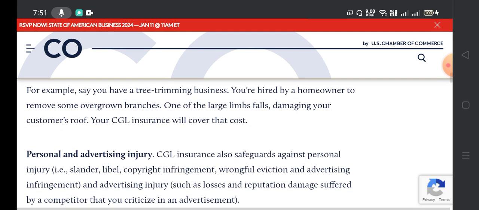So, for example, say you have a tree trimming business, and you are hired by a homeowner to remove some overgrown branches. One of the large limbs falls, damaging your customer's roof. Your CGL insurance will cover that cost.